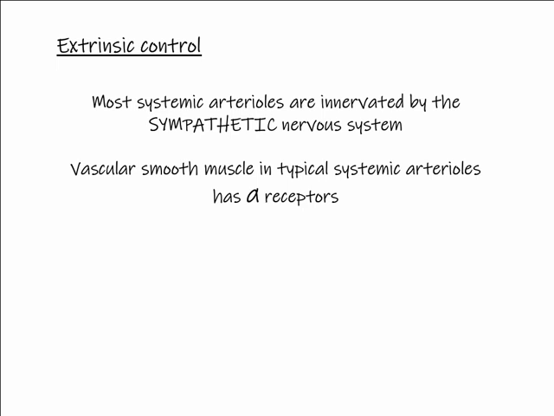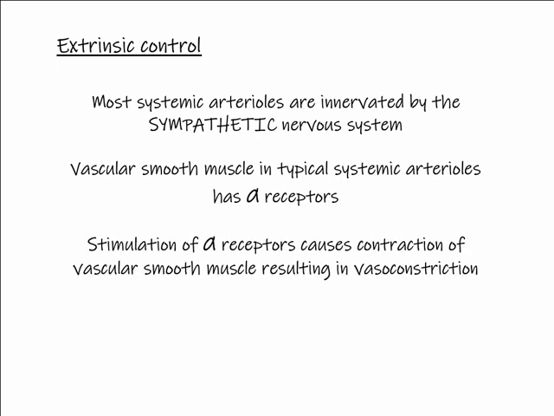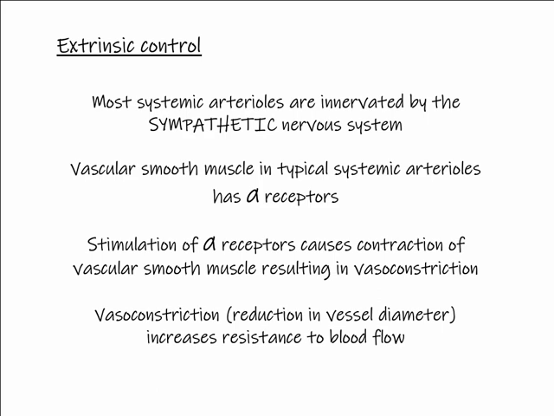So the sympathetic nervous system is going to be innervating our systemic arterioles, and they are going to have alpha receptors. So this is a type of an adrenergic receptor. When an alpha receptor is stimulated, it causes vasoconstriction of the vessel. So alpha stimulation causes contraction of the vascular smooth muscle, resulting in vasoconstriction. And as we've talked about previously, if we vasoconstrict a vessel, we're reducing its radius, and as a result, we're increasing resistance to blood flow.